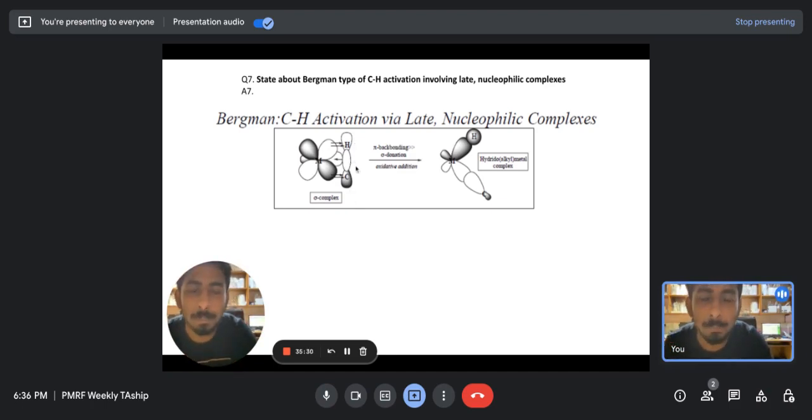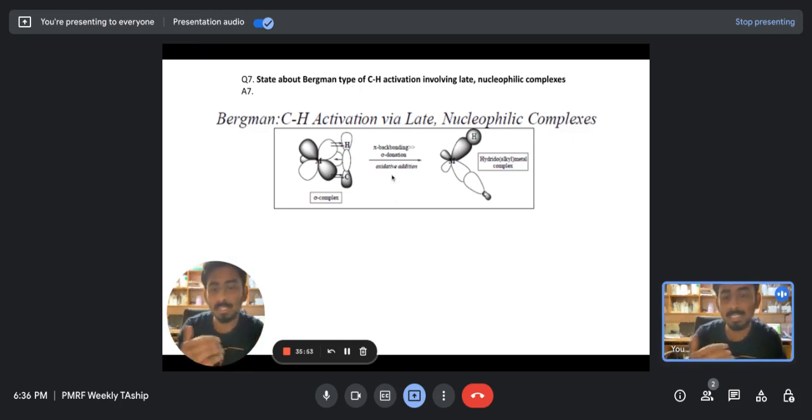We are having a pi back donation that is very large compared to the sigma donation. From the metal to the CH sigma star, the pi back donation is taking place, but the sigma donation is quite less because the sigma electron density of the CH bond is quite low. So it ends up in oxidative addition of the product. That's why this CH bond gets oxidatively added.